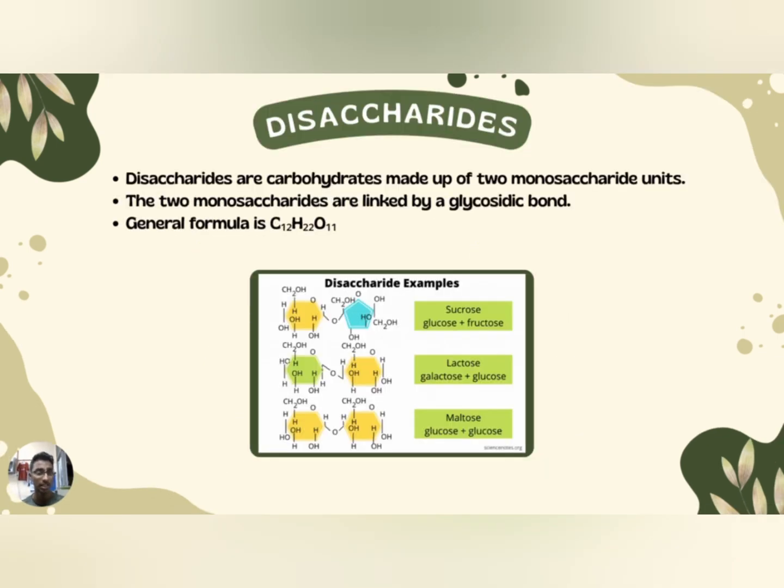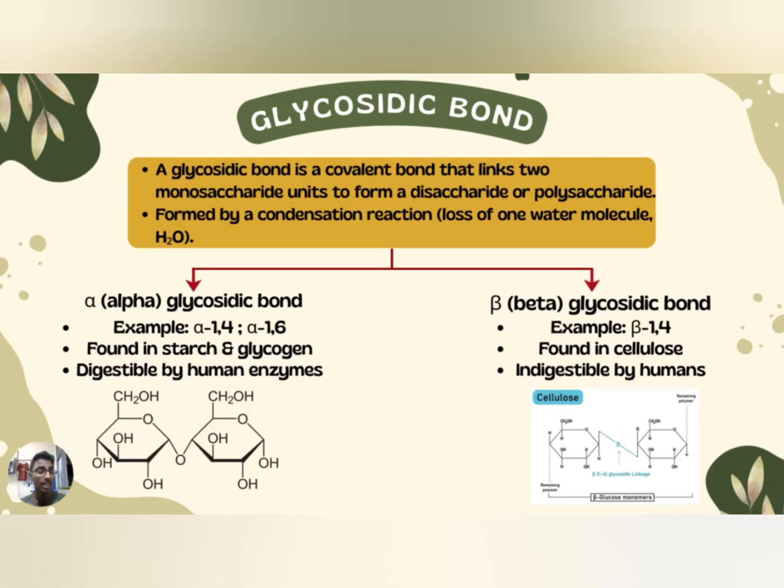Next, we move on to disaccharides. Disaccharides are carbohydrates that are made out of two monosaccharide units. These two monosaccharide units are linked by a glycosidic bond, and their general formula is C12H22O11. For example, as you can see here, sucrose, lactose, and maltose are the three main disaccharides, and they are formed by multiple monosaccharides. Let's understand the glycosidic bond.